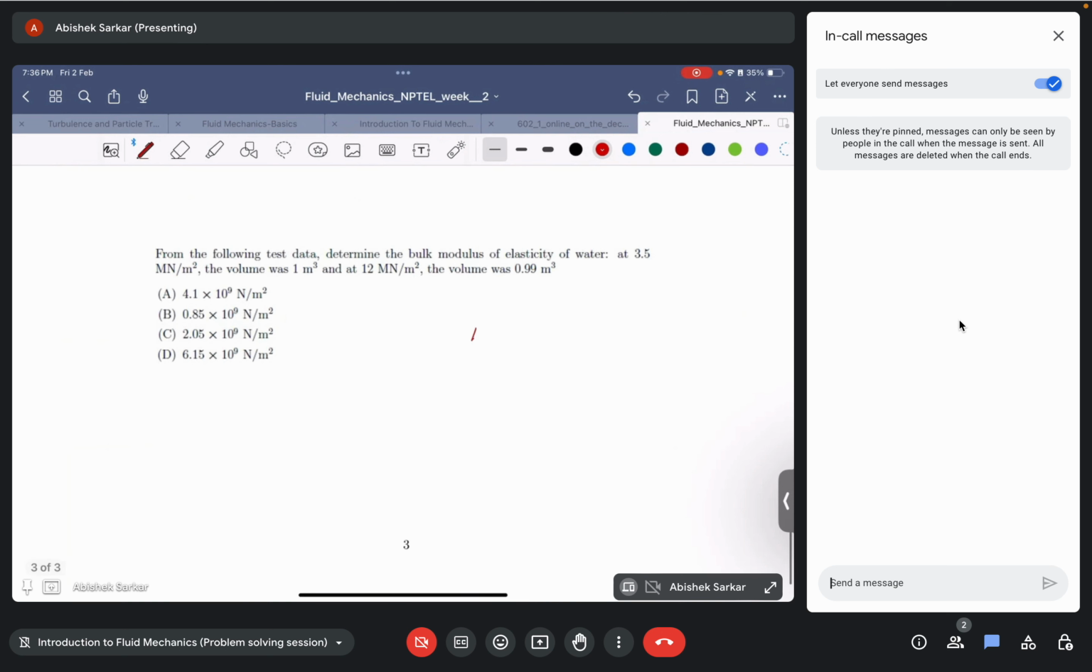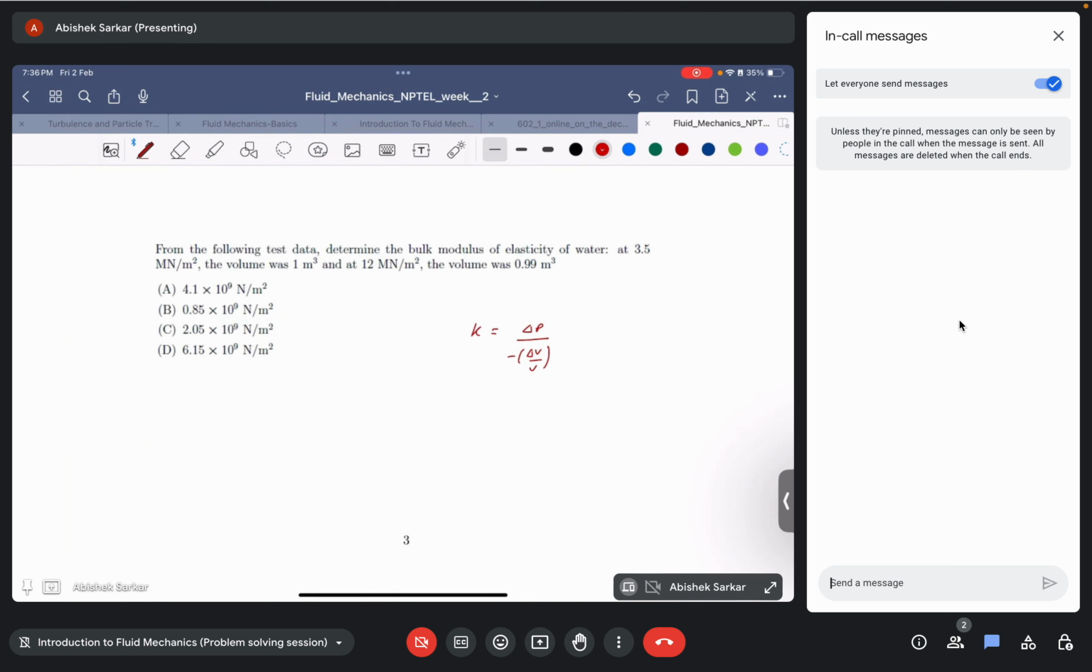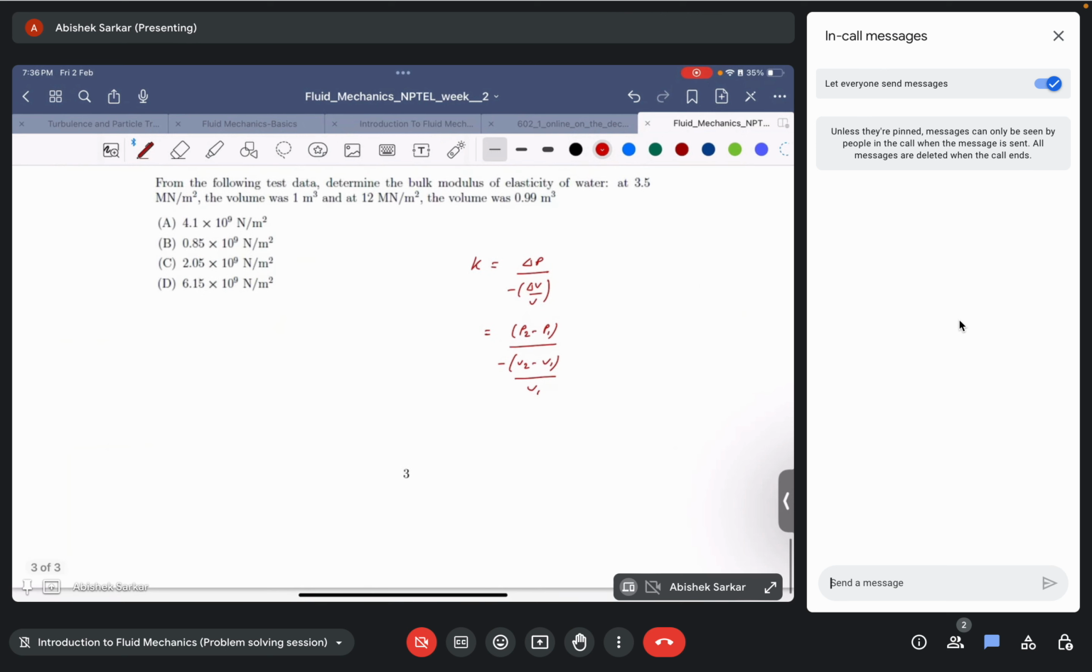By the definition of bulk modulus, we know that it would be delta P divided by minus delta V by V. So here all the terms are given. Delta P would be equal to P2 minus P1, because with the increase in pressure, the volume of the fluid has reduced, or the fluid is compressed. So you can write V2 minus V1, and the initial volume is V1. Just substitute the values now.